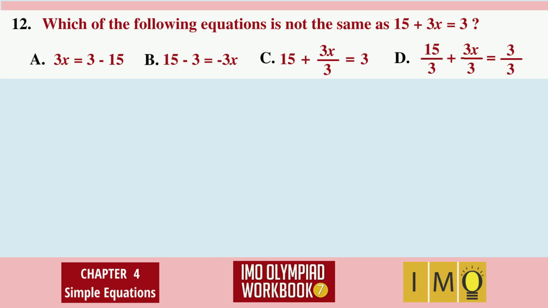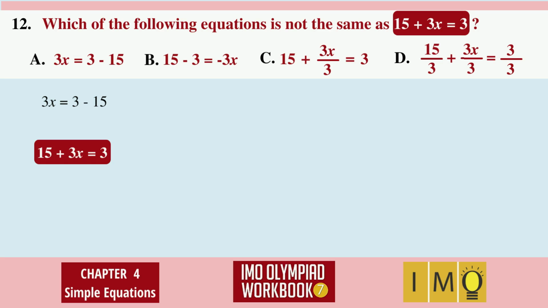Next question. Which of the following equations is not the same as 15 plus 3x is equal to 3? Let's work out the options one by one. Option A. 3x is equal to 3 minus 15. Bringing the minus 15 to the other side, we get 15 plus 3x is equal to 3, which is the same as the equation in question.